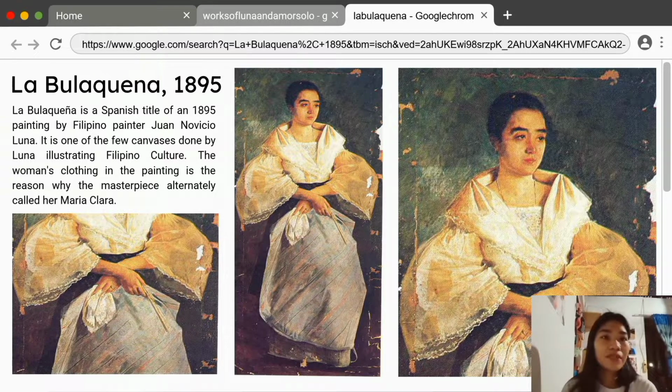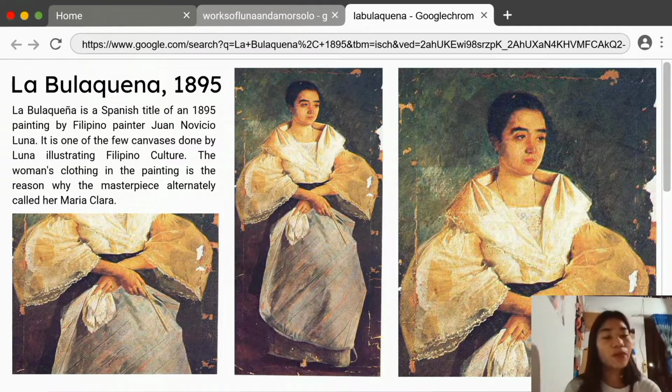Bulacan is a province in the Philippines, in Luzon Island, and its residents are called Bulaqueños, also spelled as Bulaqueños in the Filipino language.